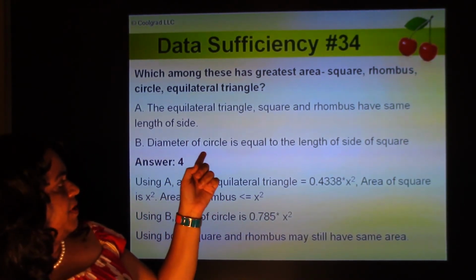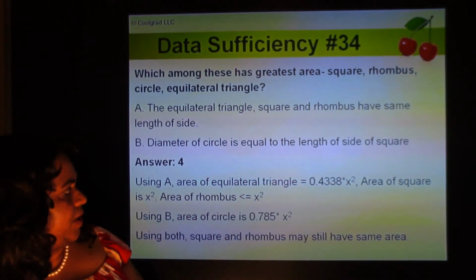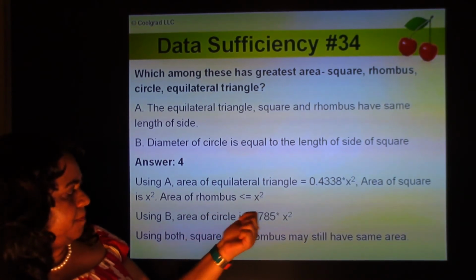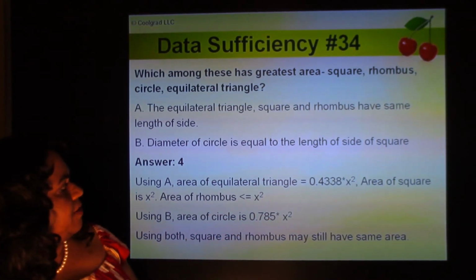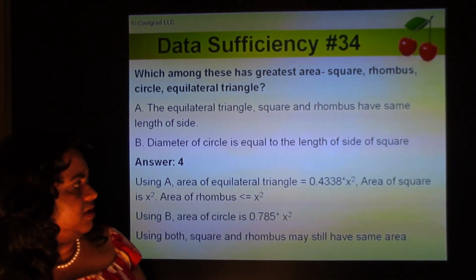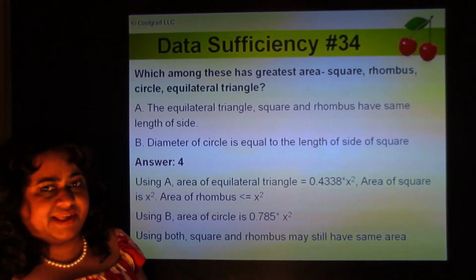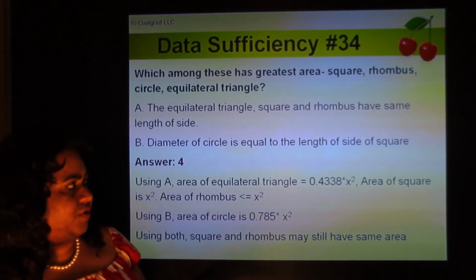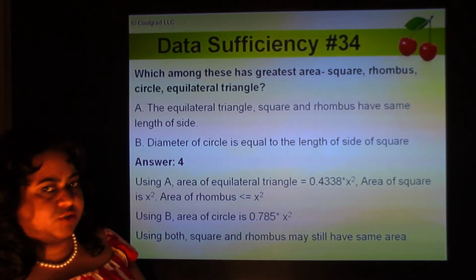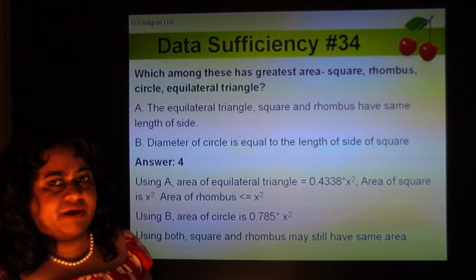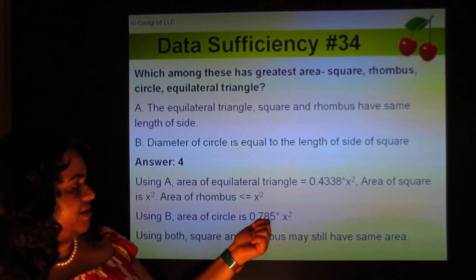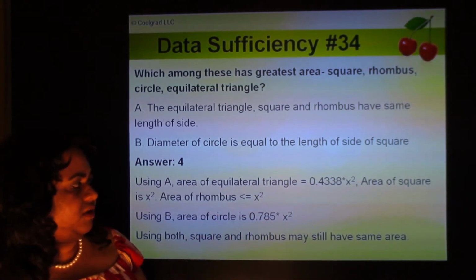Statement B alone, diameter of the circle is equal to the length of the side of the square. So area of the circle is pi r square, right? So what is the radius of the circle? Half of the length of the side of the square. Side of the square is x, so x by 2. So pi times x by 2 the whole square, so pi by 4 x square. So pi is 3.14 divided by 4, that is 0.785 times x square. That is the area of the circle.